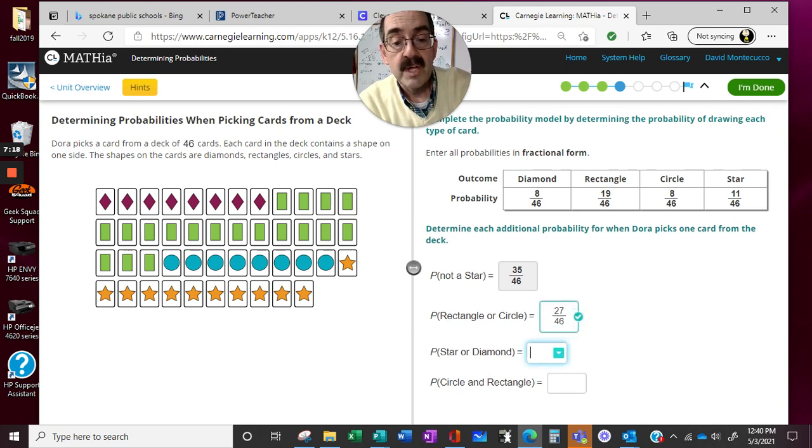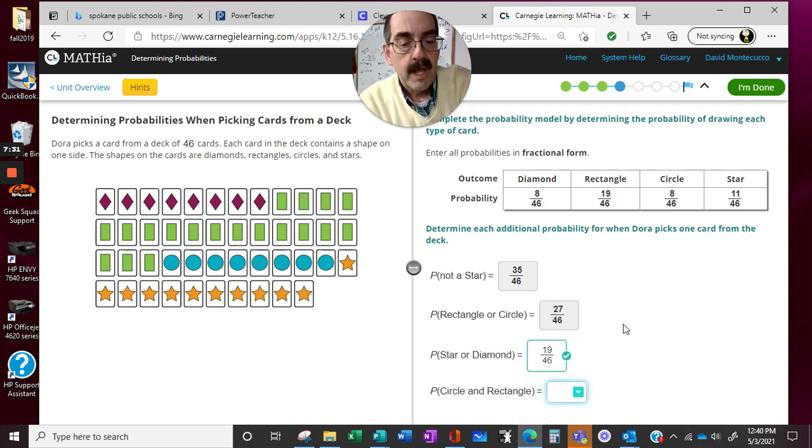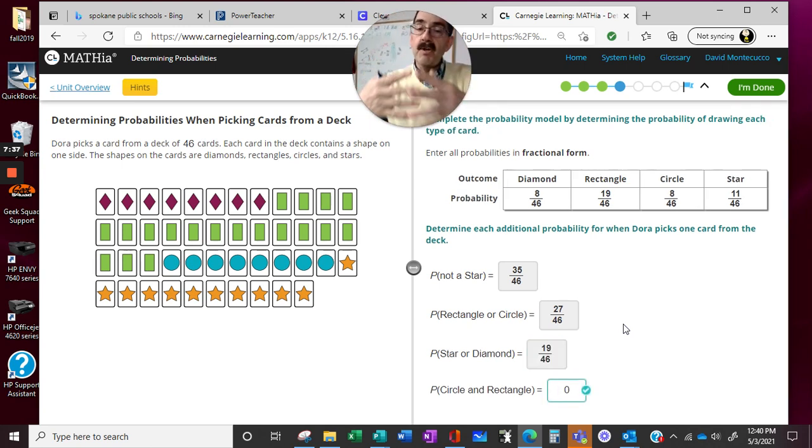Could be those or this. These are all ors: star or diamond. Star is 11, diamond 8, outside, divide by 46. This and that, you can't have them at the same time. Okay, so an and statement means there has to be overlap, and there was no overlap here. Okay?